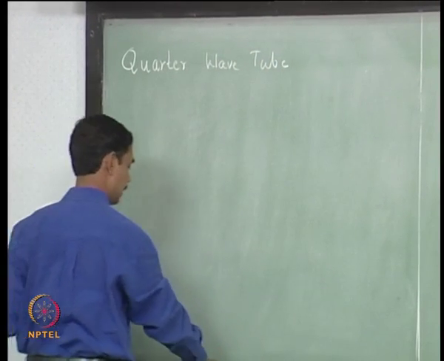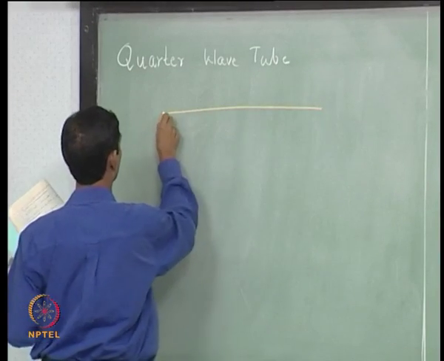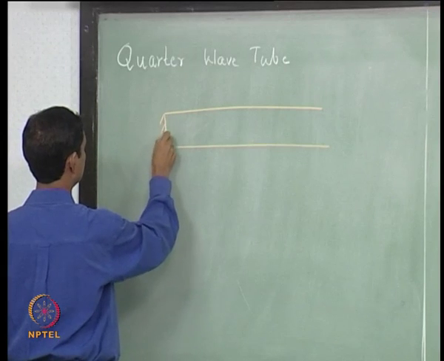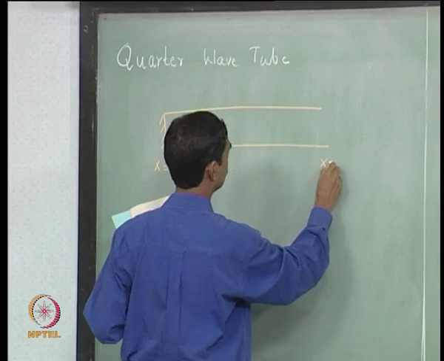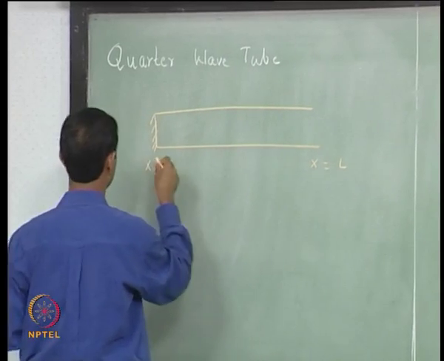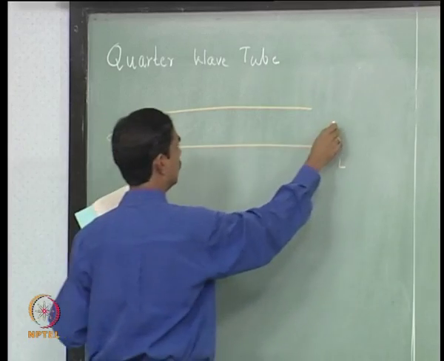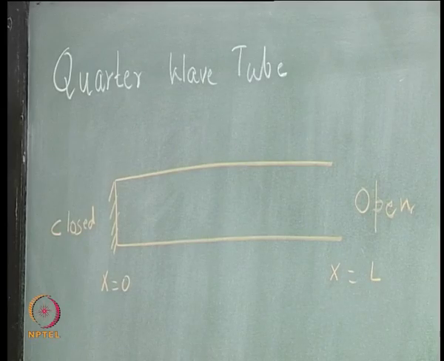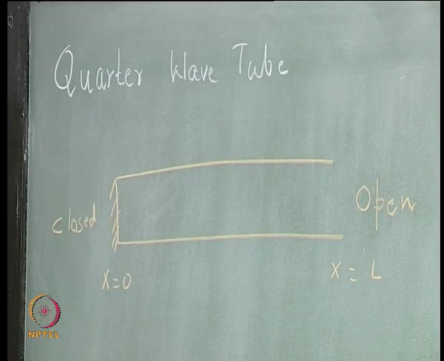So this is a tube which has one end open and another end closed. So let us say this is x equals 0 and this is x equal to L, and this side is closed and this side is open, and we wish to solve for the wave field inside the tube, that is the idea.